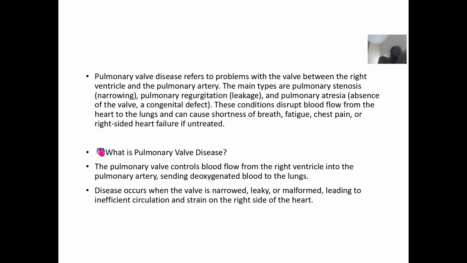You know, the right side deals with deoxygenated blood. So the deoxygenated blood will be sent to the lungs to get oxygenated. So imagine that enough blood is not reaching the lungs to be oxygenated. A whole lot of issues. So the disease occurs when the valve could be narrowed, the valve could be too slack so that things are leaking out, or the valve could be malformed, leading to inefficient circulation, strain on the right side of the heart, and the rest of it.